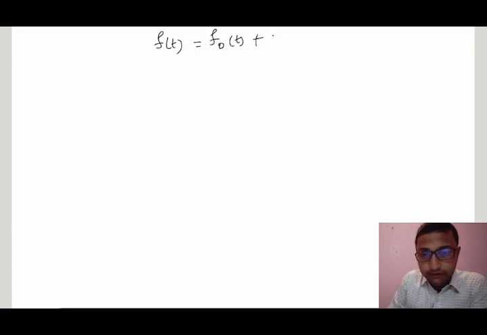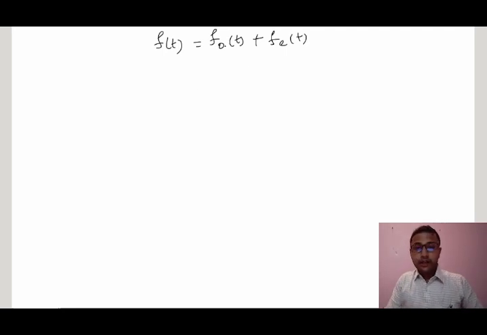f(t) is equal to f_odd(t) plus f_even(t). Here f suffix o means the odd component, plus f suffix e means the even component. This is a habitual truth. That means every signal can be decomposed into its odd and even components, right?